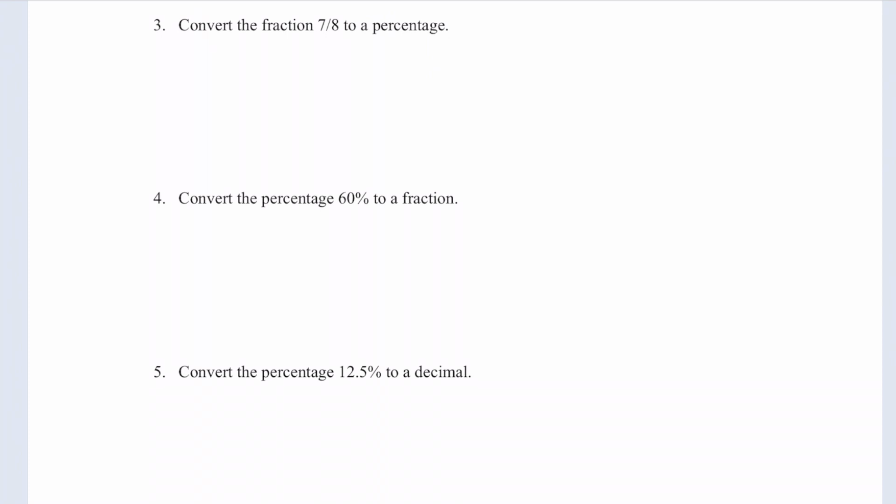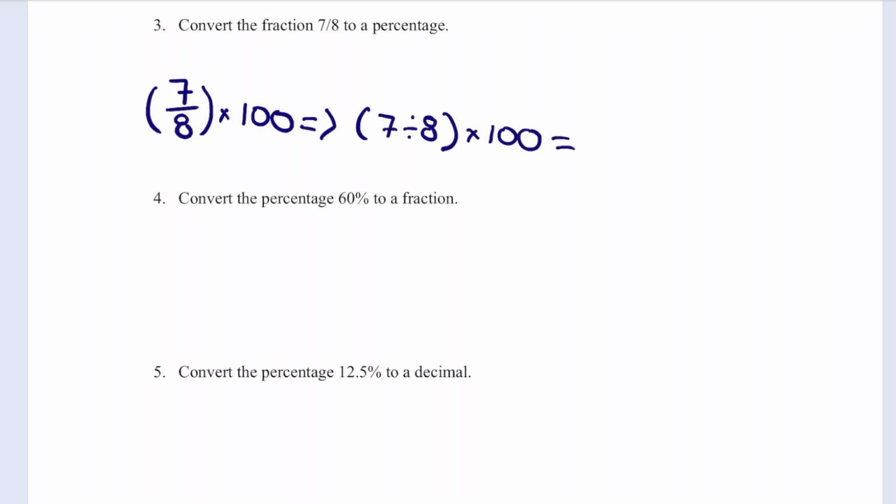Question 3. Convert the fraction 7/8 to a percentage. All right, so in order to make a percentage, what we want to first do is we have 7 over 8, and we want to multiply it by 100. So again, we have a calculator. So you're going to divide 7 divided by 8. You'll plug that into your calculator, and then you'll multiply that times 100. And what you're going to get is 87.5, and that is your percent.